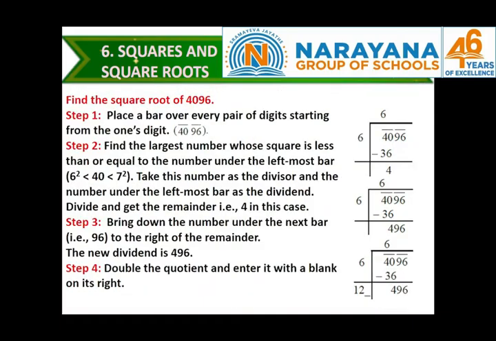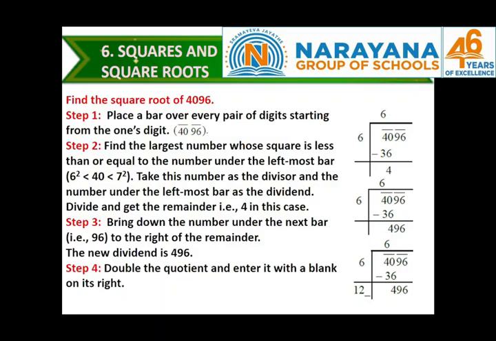So I am giving one more example, 4096. First of all I pair the digits in twos. 40 is one pair, 96 is the second pair. 40 lies between 36 and 49. 6 square is 36, 7 square is 49. It lies between 6 square and 7 square. So the smaller one is 6 square, 6 sixes are 36.